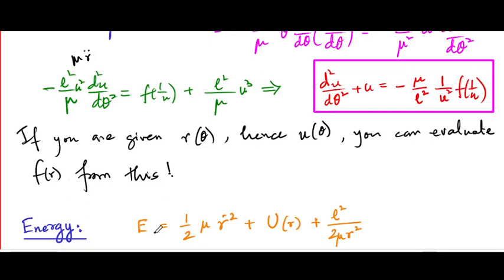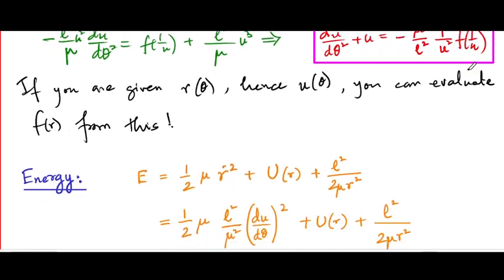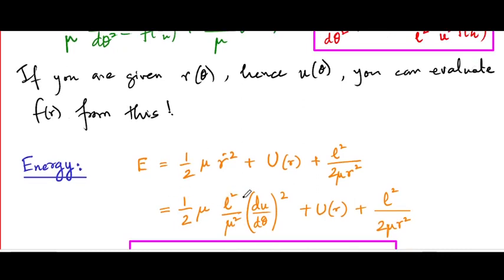That equation happens to be the energy conservation equation, which, remember, has already been written down in terms of the effective potential as half mu r dot square plus U effective of r, which happens to be U of r plus L square by 2 mu r square. So now using the result that we have just derived, that r dot is minus L by mu du d theta, we can just rewrite this as half mu L square over mu square du d theta whole square plus U of r plus this term L square by 2 mu r square.